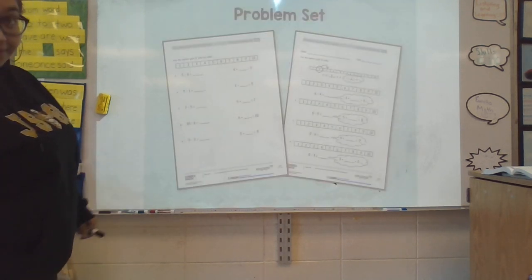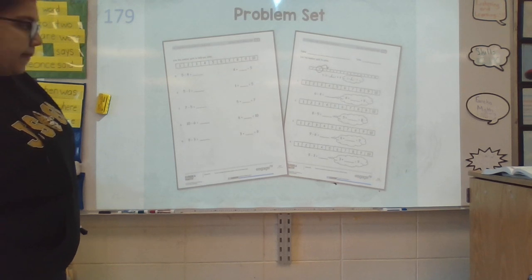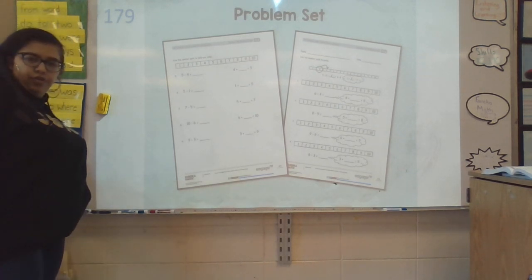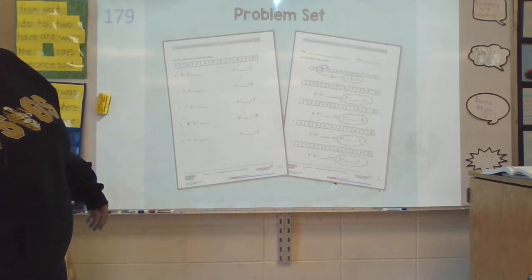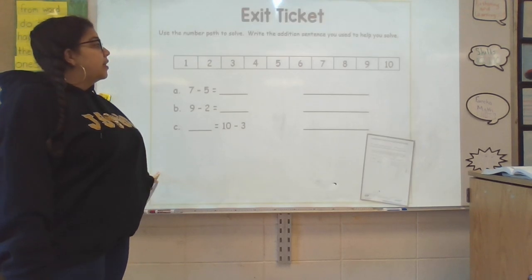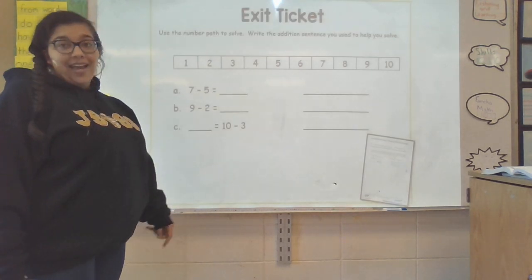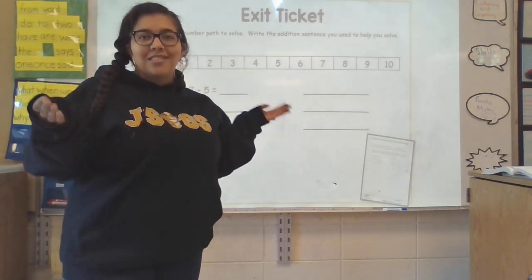Time to get some work done. So in your problem set on page 179, back in that Learn book, you know, the blue trim, 179, front and back, so flip it over to the back side. You're going to complete your problem set for lesson 26. You'll then turn in your exit ticket, which is on the next slide. And of course, let me know if you have any questions.